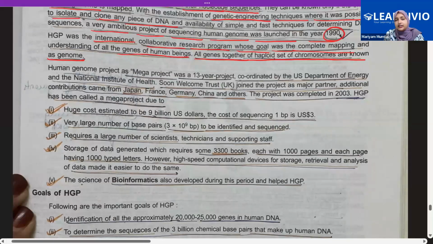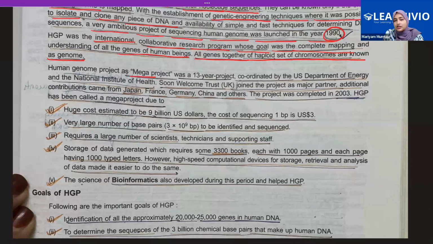The Human Genome Project was called the Mega Project. It was a 13-year project. Imagine, 13 years were taken for sequencing the human genome. It was coordinated by the US Department of Energy and the National Institute of Health. Soon, the Wellcome Trust UK joined the project as a major partner. Additional contributions came from Japan, France, Germany, China, and other countries as well. And this project was ultimately completed in 2003.